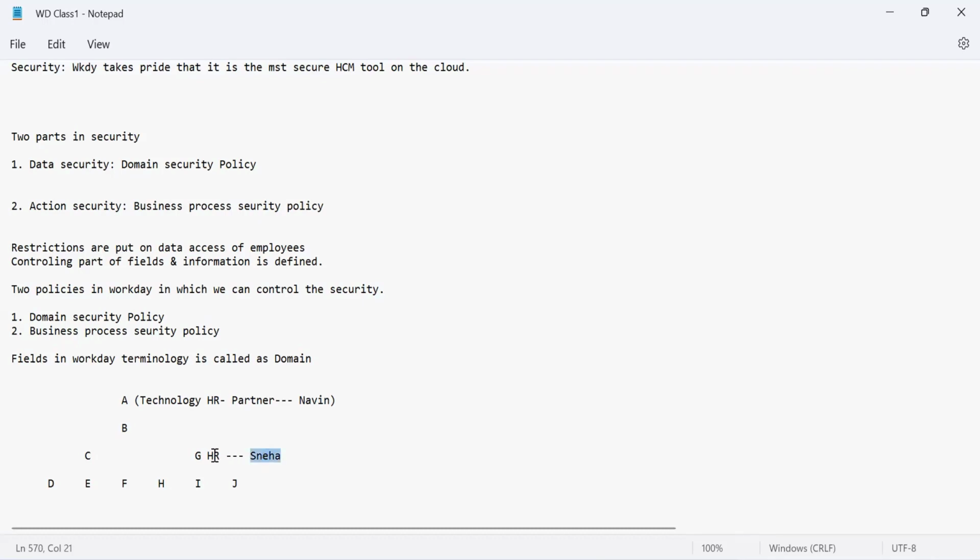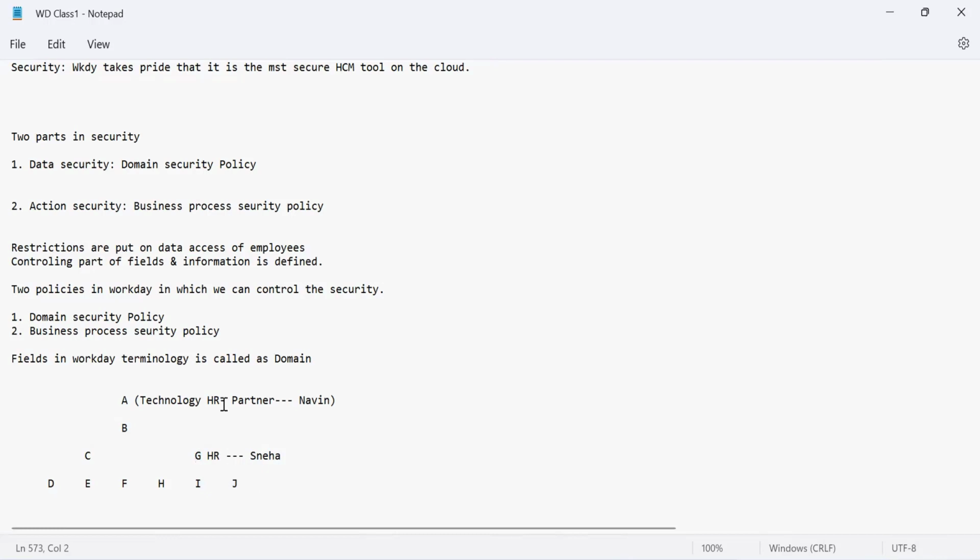So let's consider this. Sneha is an HR and Sneha is aligned to the department of G. When Sneha is aligned to the department of G, then you have H, I, J, who are managers reporting to G. So Sneha, if she has the role of an HR and she's aligned to G's department, will have access to the data of G, H, I, J, and the people who are reporting to H, I, J. Did you get the point?